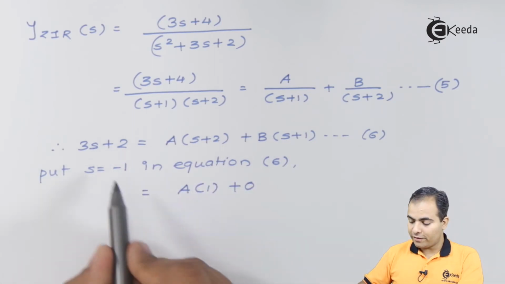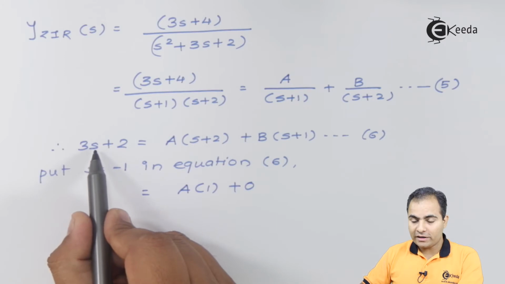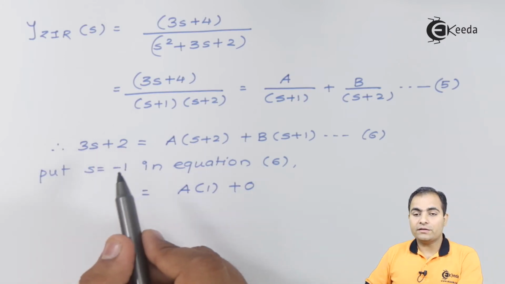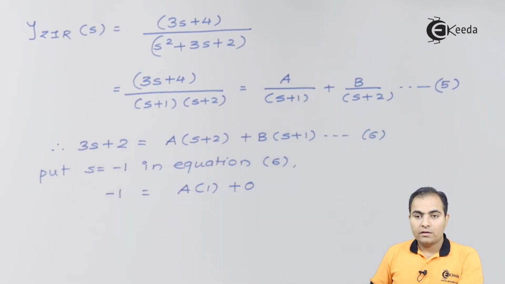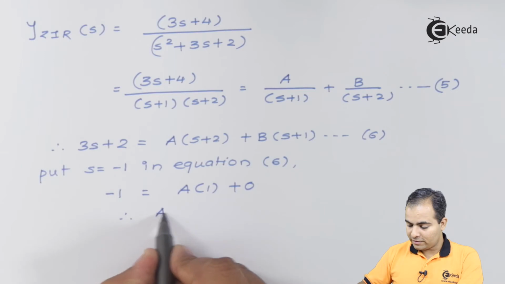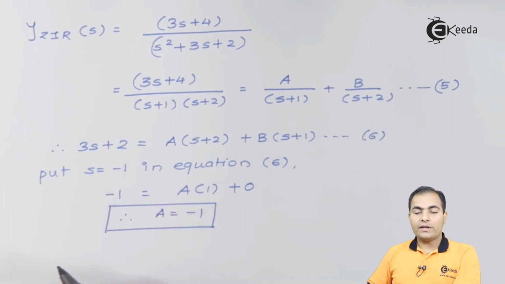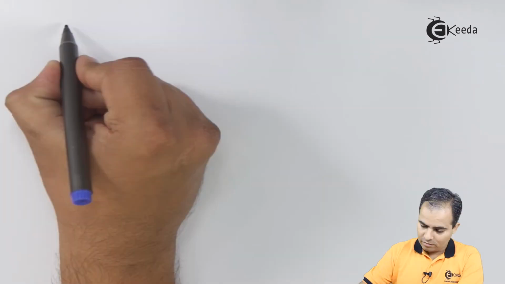Now, on the left hand side, what we have? If this s is replaced by minus 1, then 3 into minus 1 is minus 3, and plus 4 will give us a 1. So, what you will get? The a value is 1. Now, similarly, we'll calculate the value of b.